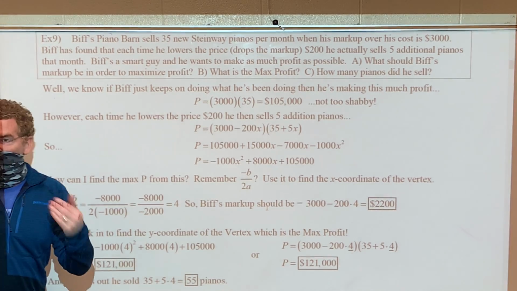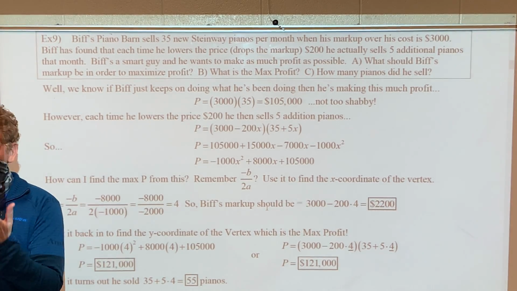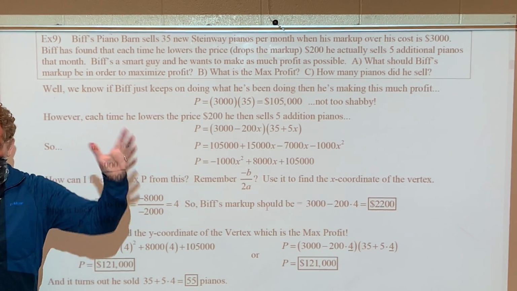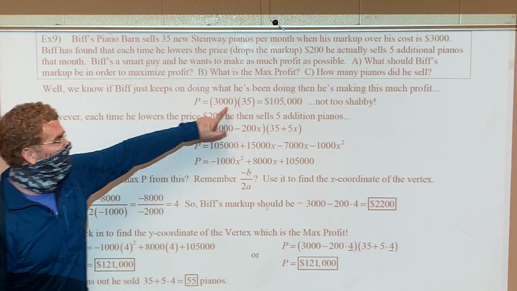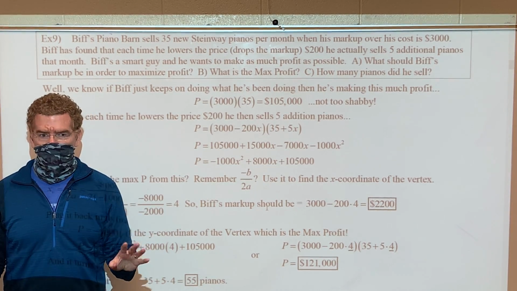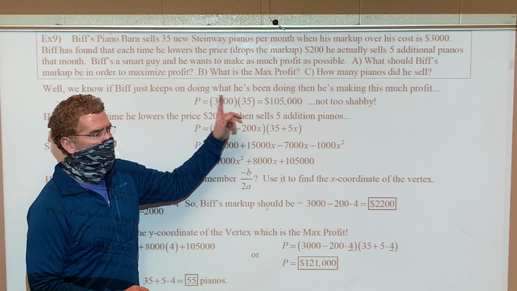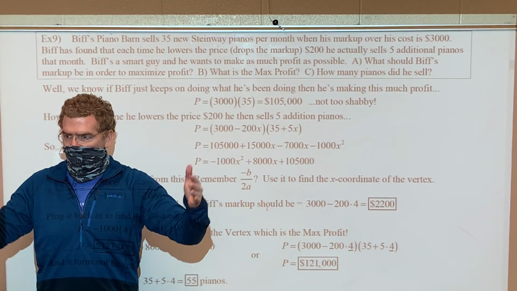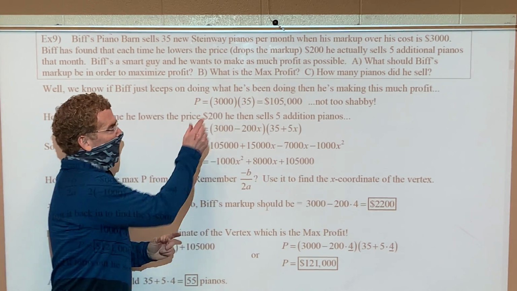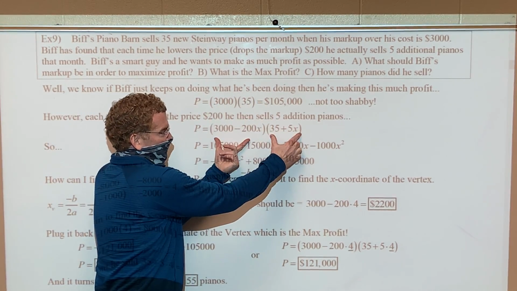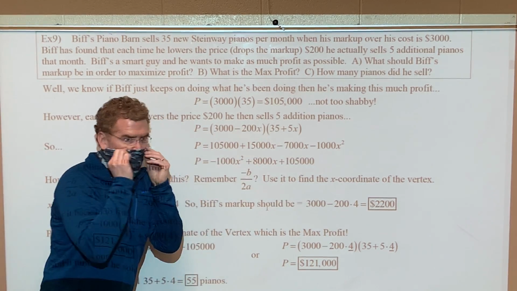But anyway, you're going to see a problem like this. My encouragement to you to start out making sense of these, because sometimes there's a lot of information thrown at you, is start like this. What are they doing with no change? Start by saying, okay, 35 pianos, 3,000 a piece, that's what I'm making. Let that be your base quadratic function. Then say, how does each one change? Then make the change, and then just FOIL it out, and then you'll have your quadratic.